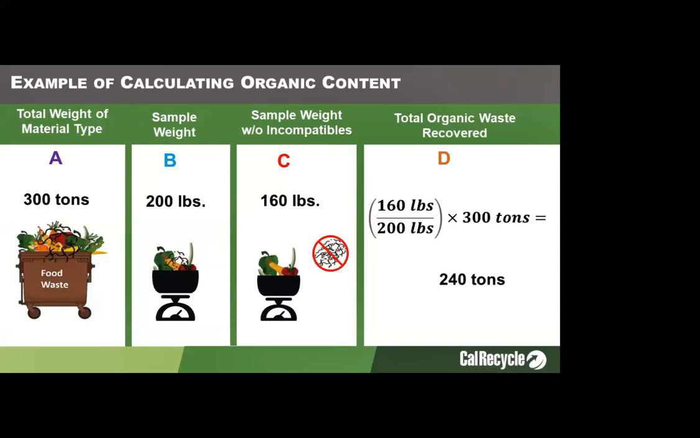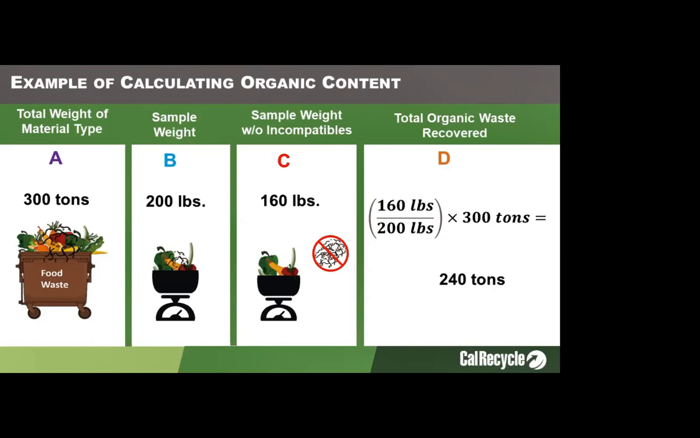Reweighs the sample and it weighs 160 pounds. Then using these weights in the equation to determine how much food waste was actually recovered. By dividing 160 pounds, the sample weight without the incompatibles, by 200 pounds, the sample weight, then multiplying it by 300 tons, the weight of food waste recovered that day, to get a total of 240 tons. This means that 240 tons of food waste was actually recovered for that day.